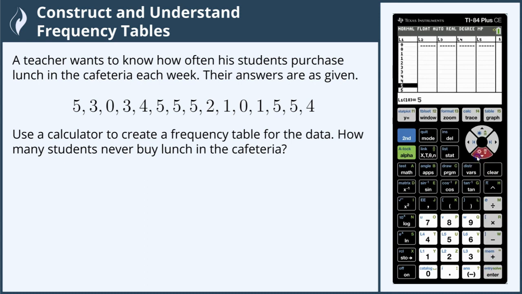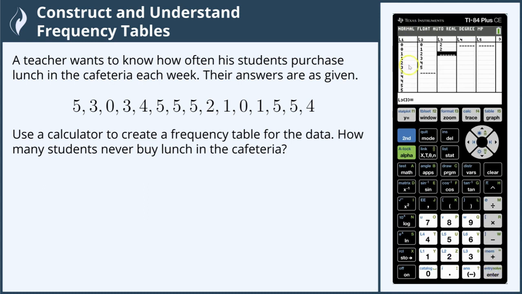Now in list 2, we're going to put every single unique value from list 1. So list 1 has zeros and ones, 2, 3, 4, and 5. So that's what we put in list 2. Now for list 3, we're going to count how many times each of those values occurs in list 1. So for example, there are 2 zeros. For 1, there's 2 ones.